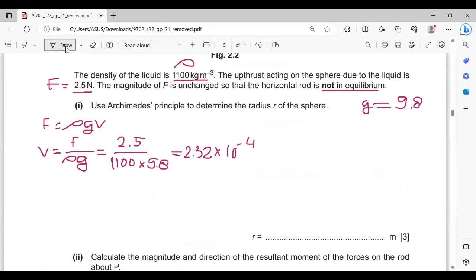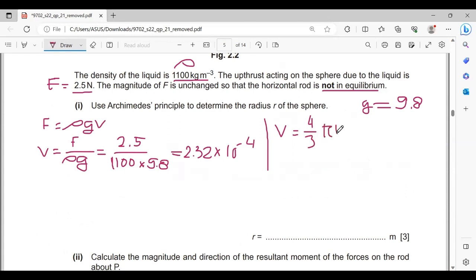Let's find the formula. As you know, the formula to calculate the volume of a sphere is 4/3 pi r cube. So it means r cube equals 3 times phi over 4 pi.